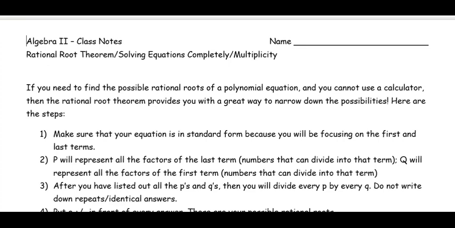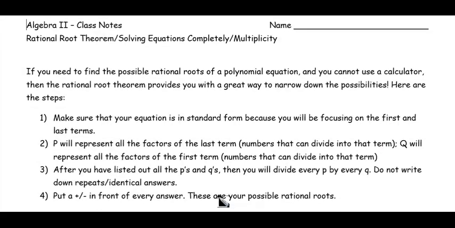and we need to at least have an idea of where to start because we can't see the graph of the polynomial equation, there is a way to list out all the possibilities, places where this polynomial equation might cross the x-axis. So what we're going to start off and do is, number one, we're going to make sure that our equation is in standard form. We're going to focus only on the first term and the last term.